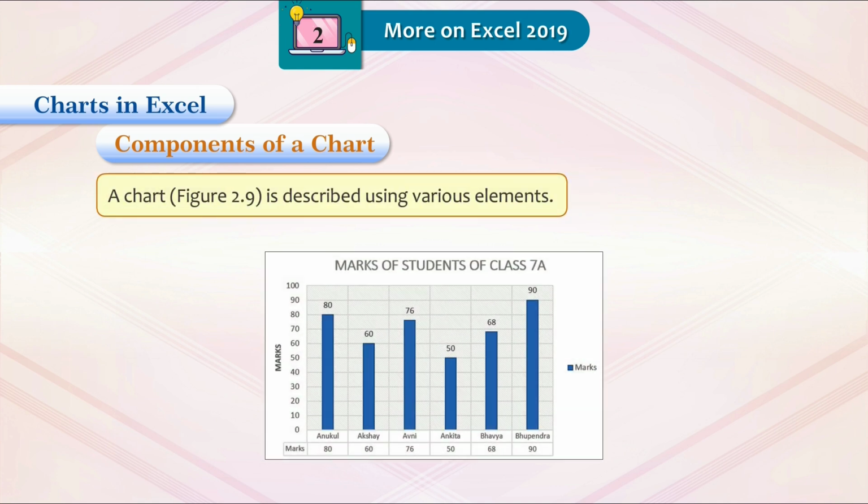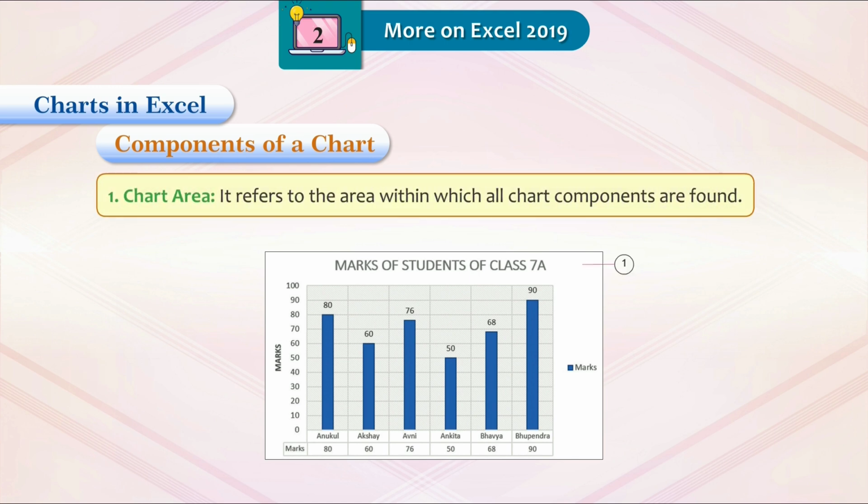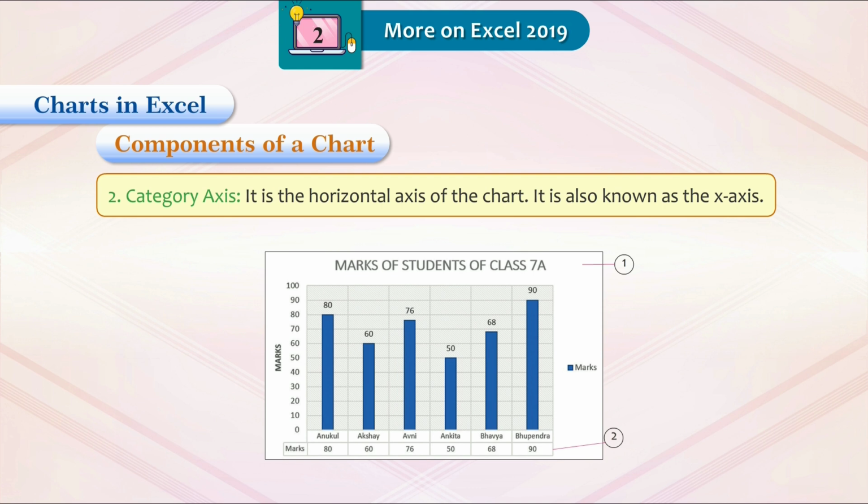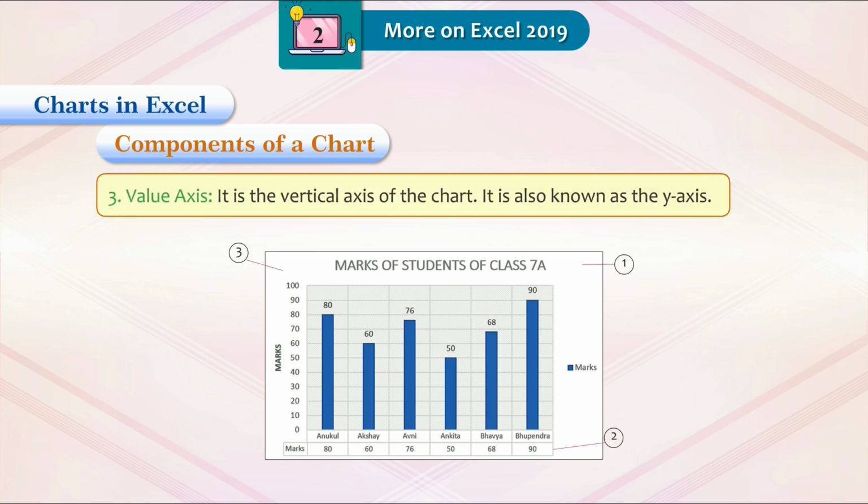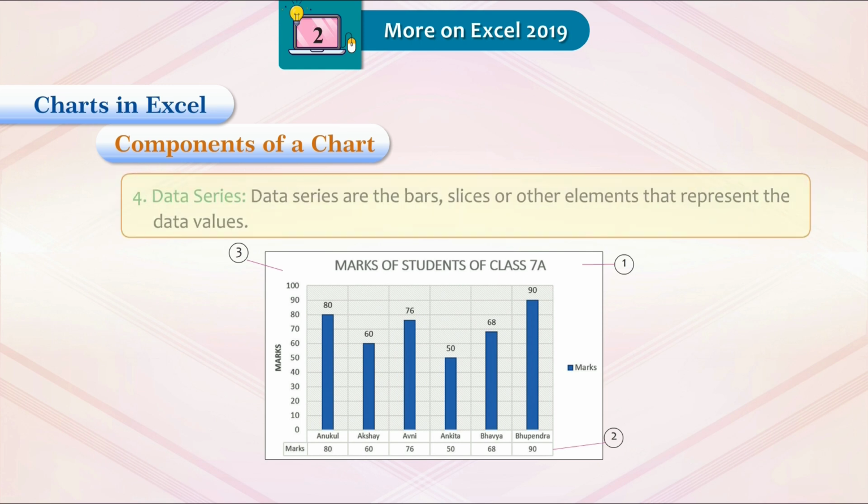Components of a chart. A chart, figure 2.9, is described using various elements. 1. Chart area. It refers to the area within which all chart components are found. 2. Category axis. It is the horizontal axis of the chart. It is also known as the x-axis. 3. Value axis. It is the vertical axis of the chart. It is also known as the y-axis.